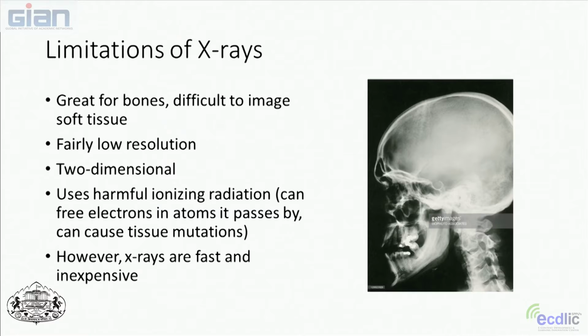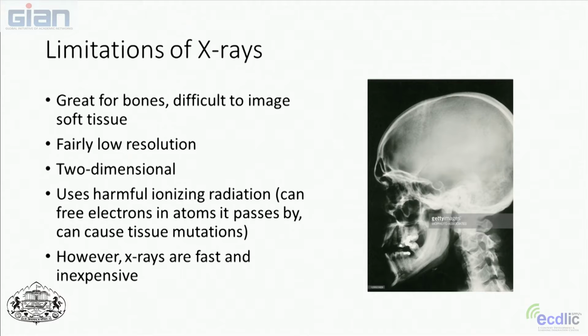So X-rays, as you know, are great for imaging bones, looking for breaks in bones. But they're very difficult to image soft tissue with, because they seem to pass through soft tissue pretty much equally, and so it doesn't make a good contrast in the soft tissue. Another limitation of X-rays is that they're fairly low resolution, and they're also two-dimensional.